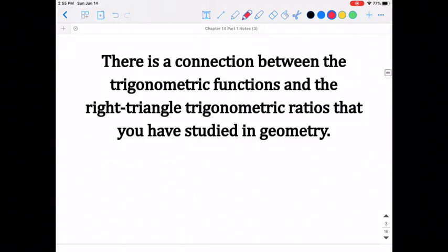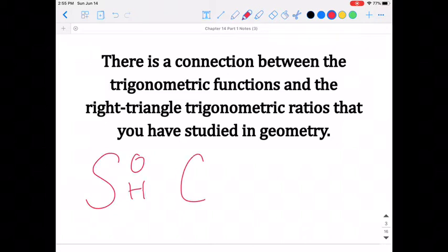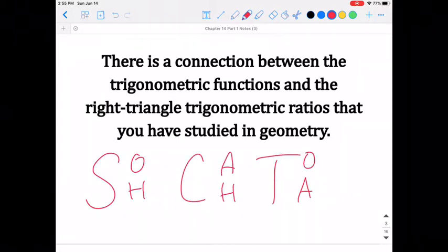So notice there is a connection between the trigonometric functions and the right triangle trigonometric ratios that you have studied in geometry. And just a reminder, the trigonometric ratios are SOH, CAH, TOA. So we know sine is equal to opposite over hypotenuse, cosine is equal to adjacent over hypotenuse, and tangent is equal to opposite over adjacent. So those are our trig ratios, remember, from geometry.